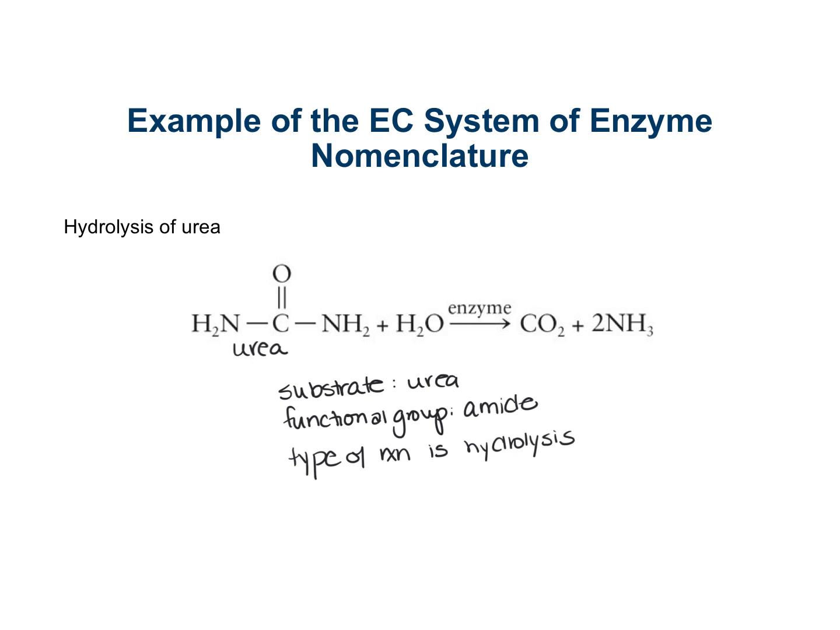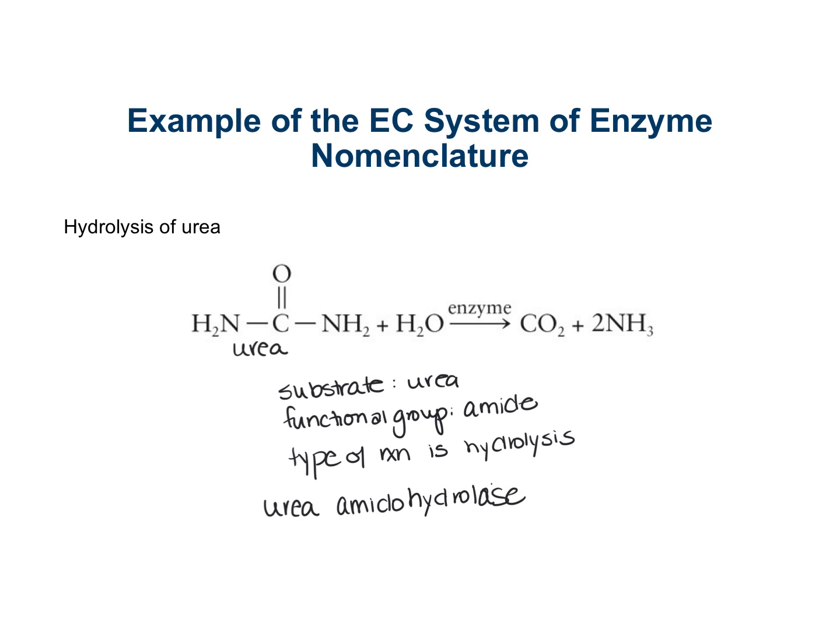Okay, and so the way that this goes is you do the substrate, and then the functional group, and then the type of reaction. So this would be urea. Okay, that's the substrate first. Then we have the functional group, which would be amido, and then hydrolase. Okay, and we'll do more of these in class, so we will practice this more.